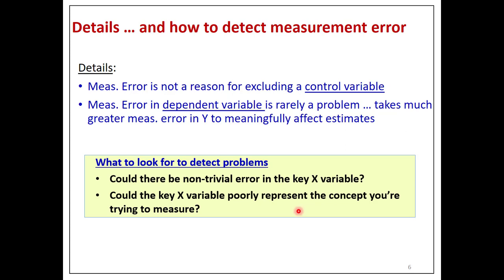Next video will be on big questions 5 and 6, on whether there are mediating factors or outcomes as explanatory variables or control variables.